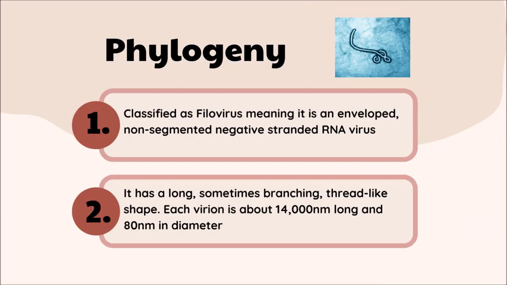The virus itself is classified as a filovirus, meaning it is an enveloped, non-segmented, negative-stranded RNA virus. It has a long, sometimes branching, thread-like shape, and each virion is about 14,000 nanometers long and 80 nanometers in diameter. The genome codes for 7 different proteins, which each have an important role in protecting the RNA and or getting the RNA into the host cell.